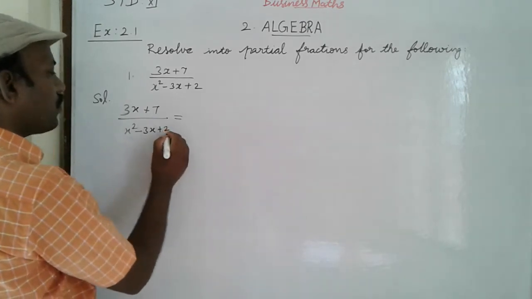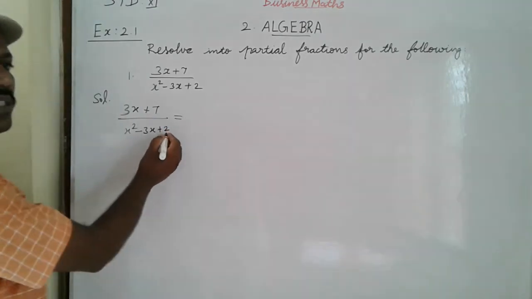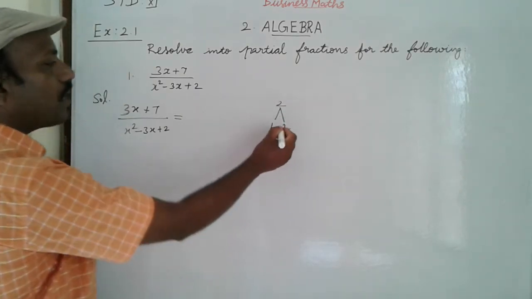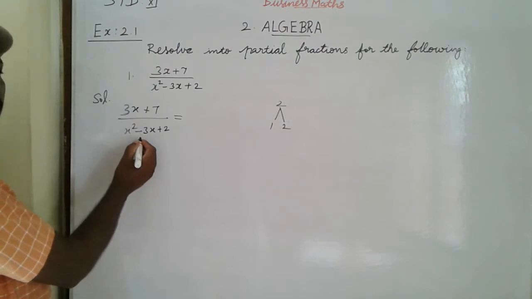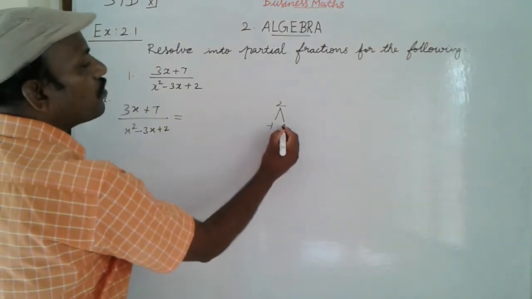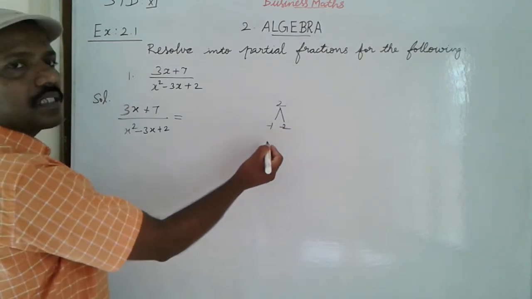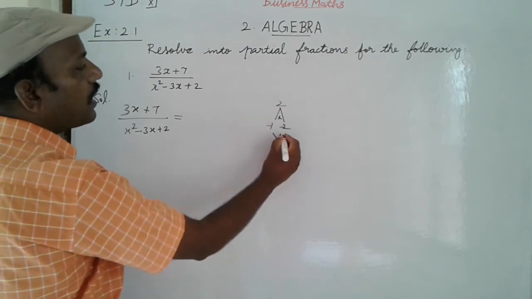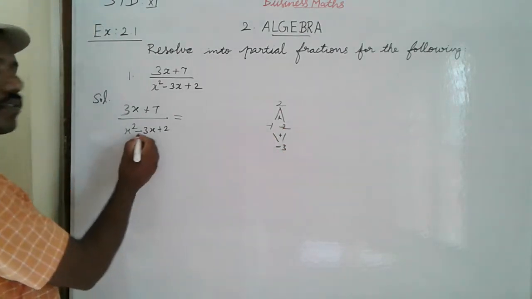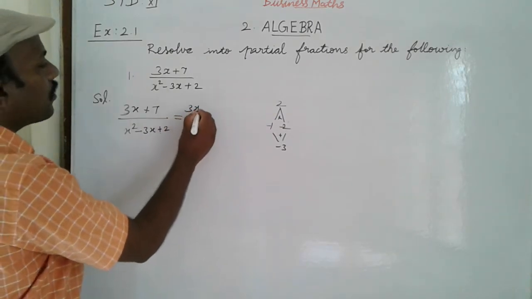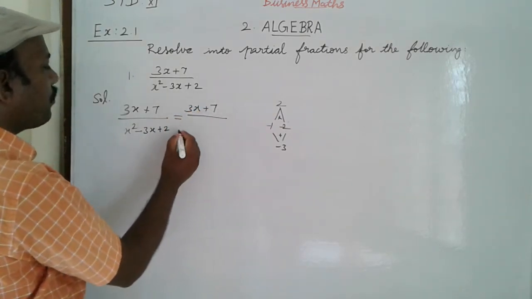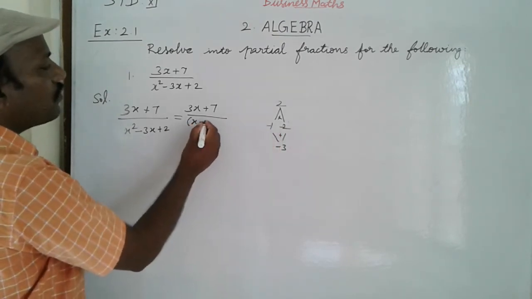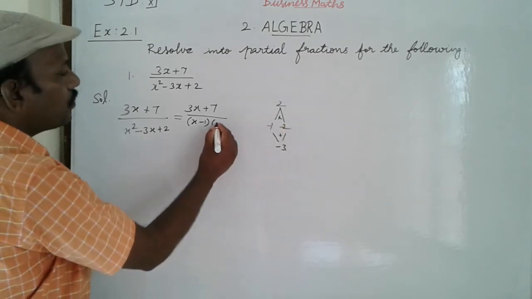we should first factorize the denominator. The last constant is 2. One and two multiply to 2, and we should add them to get 3. Here minus 3 is given, so we take both terms negative: minus into minus is plus, and minus 1 and minus 2 multiply to 2 and add to minus 3. So now factorize: (3x + 7) divided by the factorized form of x² − 3x + 2, which is (x − 1)(x − 2).